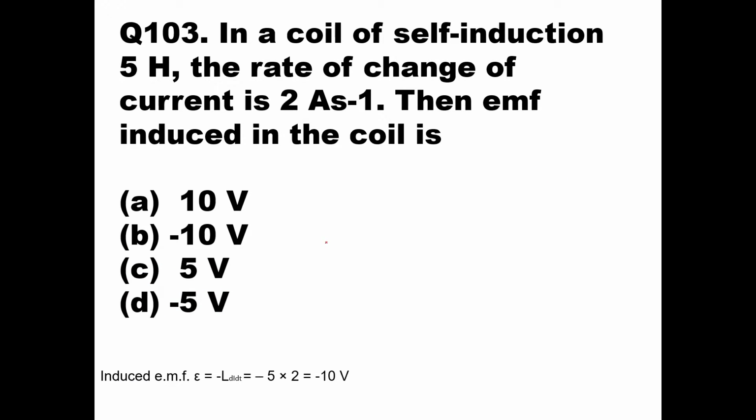Question number 103. In a coil of self-induction of 5 henries, the rate of change of current is 2 amperes per second. Then the EMF induced in the coil is? Here L is equal to 5 henries, and the rate of change of current, di by dt, is equal to 2 amperes per second. He has asked the EMF induced in the coil.